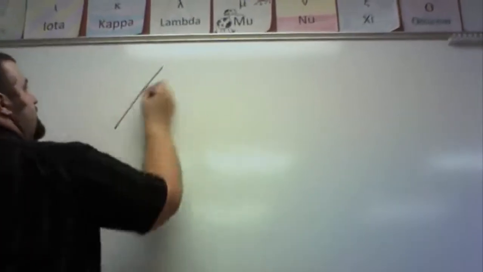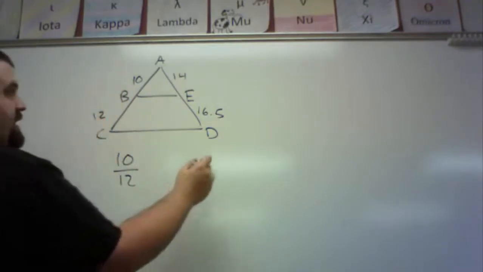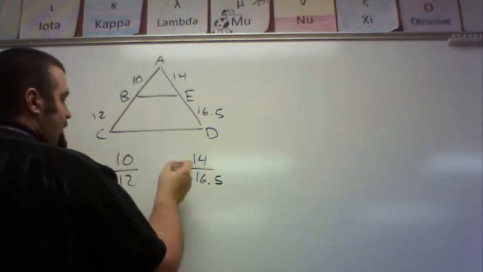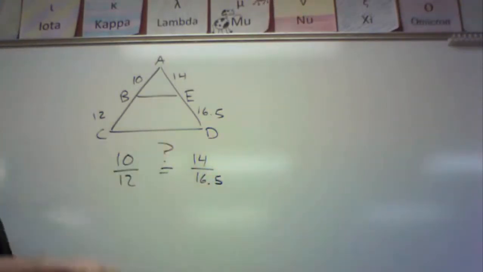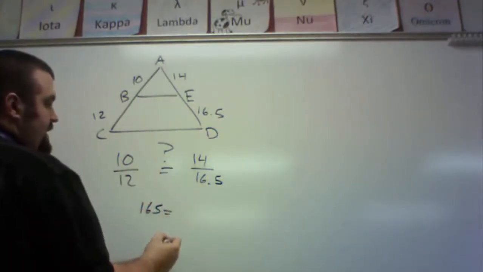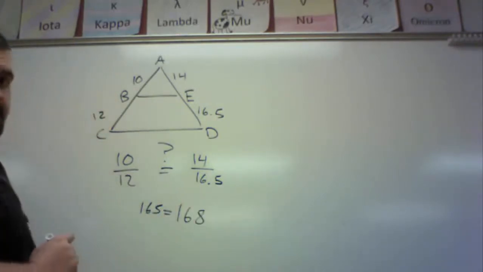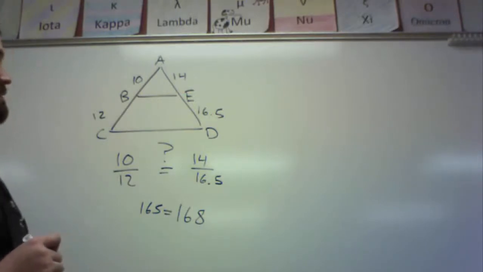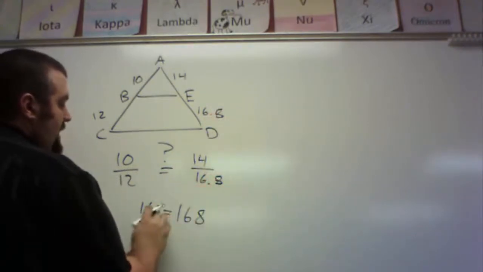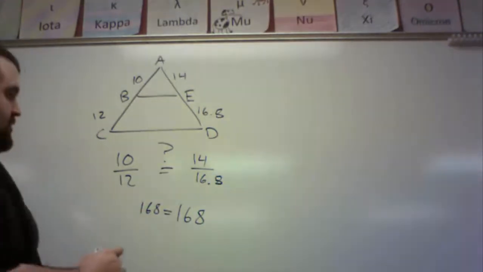So in this case, this is what I know to be true. So I'm going to compare this side, 10 to 12, and I'm going to compare it to 14 to 16.5. If parallel, those are true. If not parallel, it's false. So cross multiply, I get 165 equals, I get 168. And I noticed that I made a mistake. This I copied down wrong. It's supposed to be 16.8, 16.8. So when I cross multiply, I was supposed to get 168. My bad. It is true.